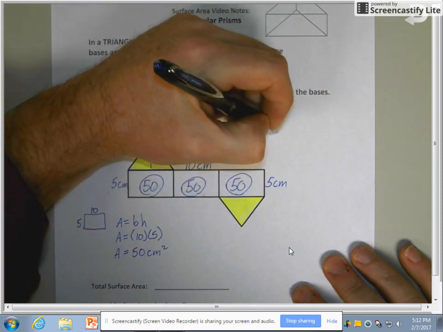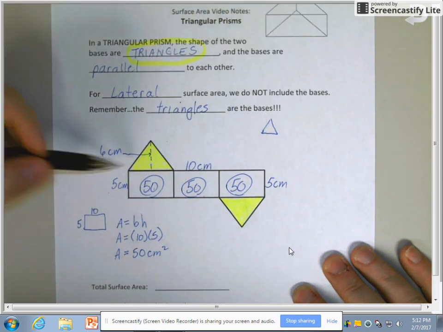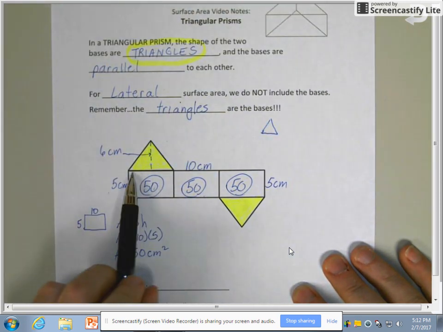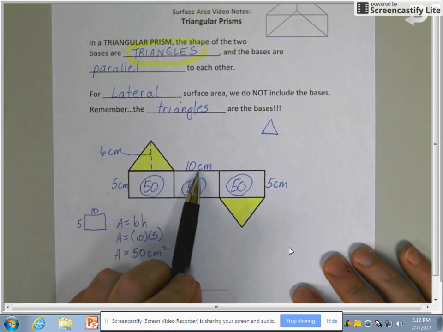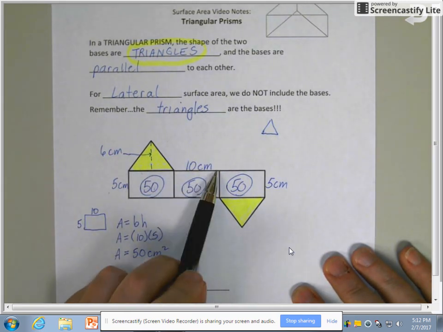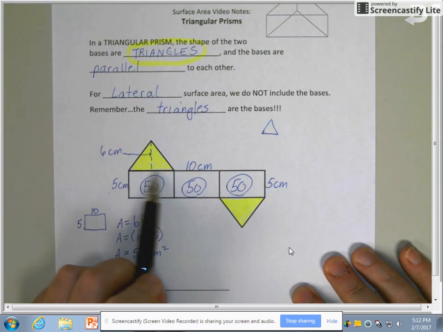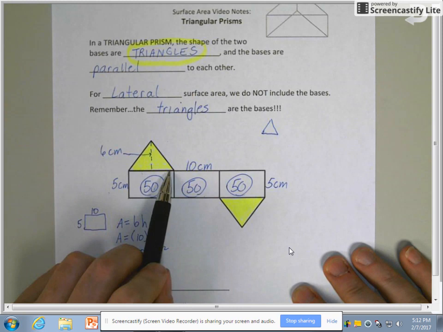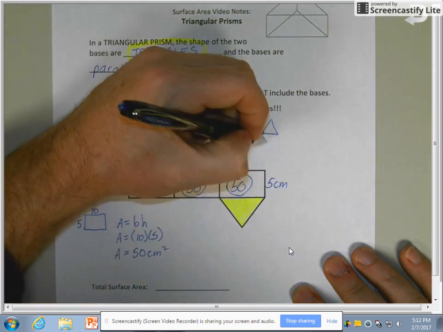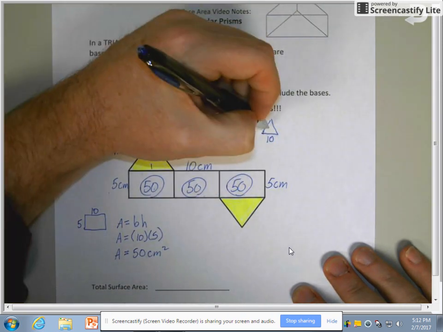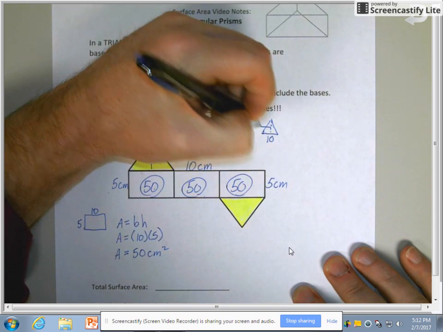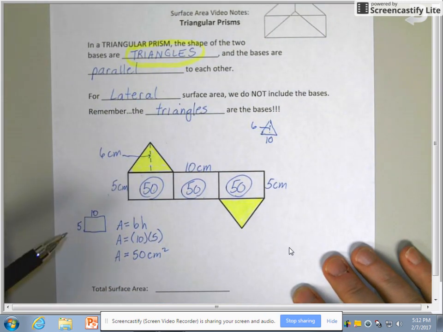And so we know we have this triangle, and we decided that the base of this triangle, from here to here, is going to be 10 because it's 10 from here to here in this rectangle. This rectangle and this triangle share the same bases, and so we know that this is also 10. So we have 10 here, and we need the height of the triangle, which we said was 6.